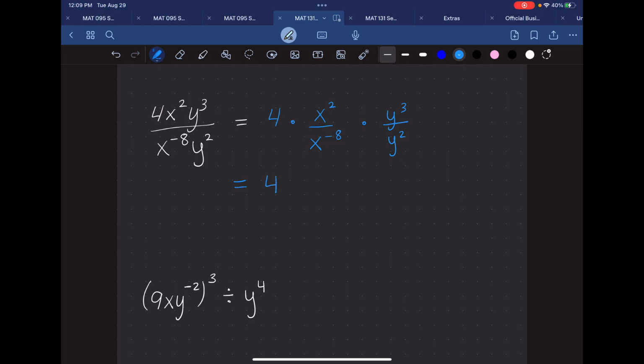So I'm going to leave my 4 alone. There's not really anything to simplify there. But then when I look at my x squared divided by x to the negative 8, I know that the x to the negative 8 can be popped up into the numerator because of the negative in the exponent. So I have this as times x to the 10. And then I have times y cubed over y squared, which simplifies to y to the first power. So we're just going to leave it as y. So the final answer would be 4x to the 10th times y.